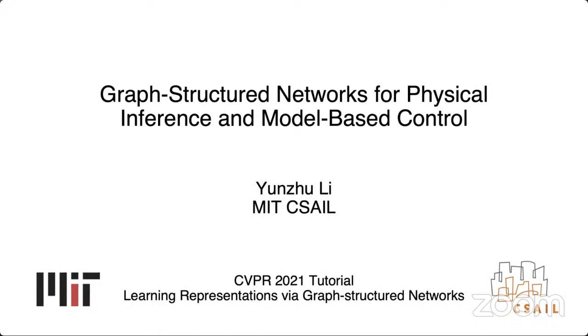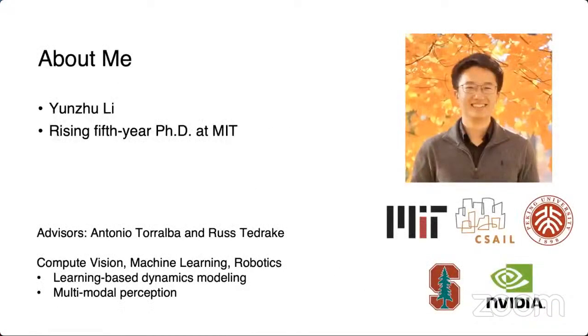A little bit about me. I'm currently a rising fifth-year PhD student at MIT, co-advised by Professor Antonio Torralba and Professor Russ Tedrake. My research interests lie in the intersection between computer vision, machine learning, and robotics. In particular, I'm interested in enabling robots to better perceive and interact with the world via learning-based dynamics modeling and multimodal perception. Before coming to MIT, I obtained my bachelor degree from Peking University. I've also spent time at Stanford AI Lab and NVIDIA Robotics Research Lab.